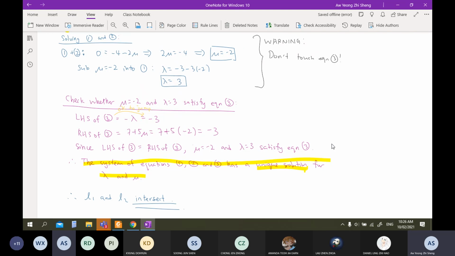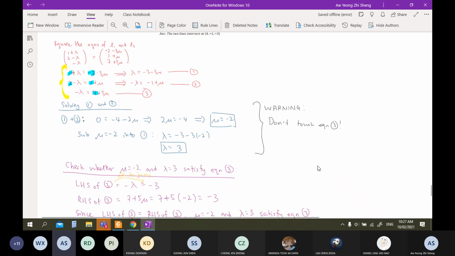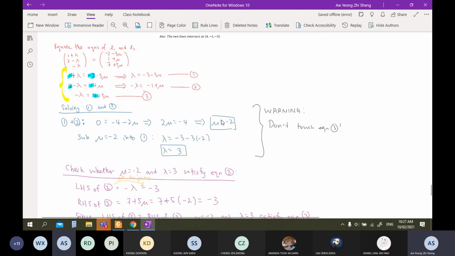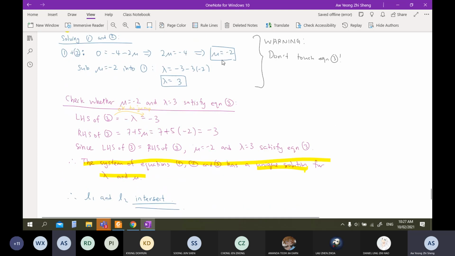This procedure checks whether two lines intersect or not. When you do the homework questions later in this chapter, you are going to apply this procedure many times. It's very popular in the exam. So it's always a four-step procedure, right? First step, equate the two equations. Second step, pick two equations, solve for lambda and mu. Third step, use the values of lambda and mu, sub into the third equation, and check whether left equals right. Then after you check, write the conclusion.